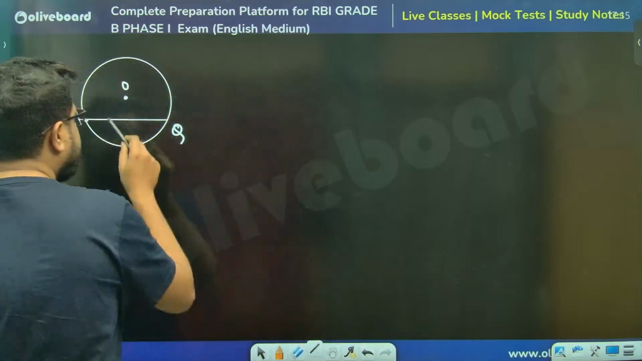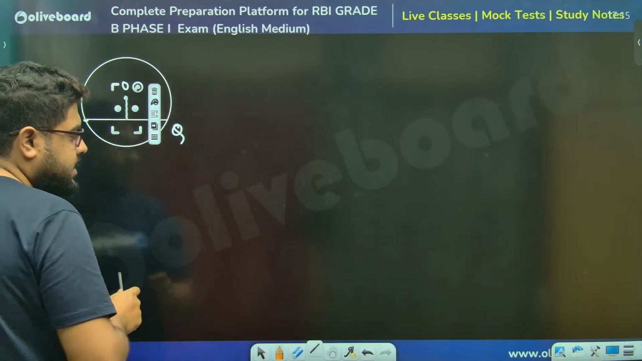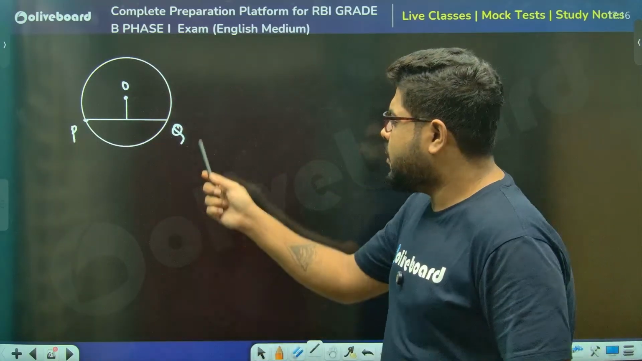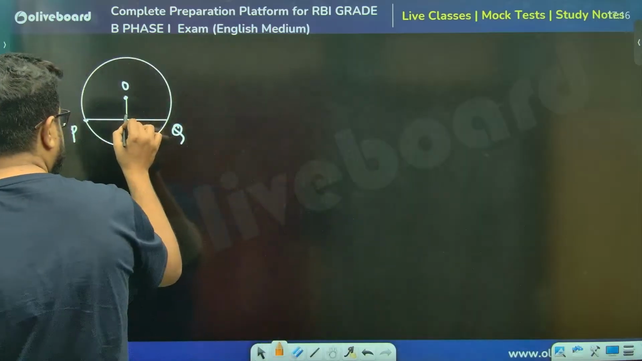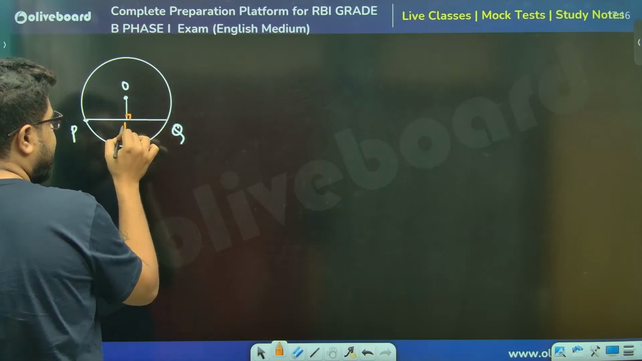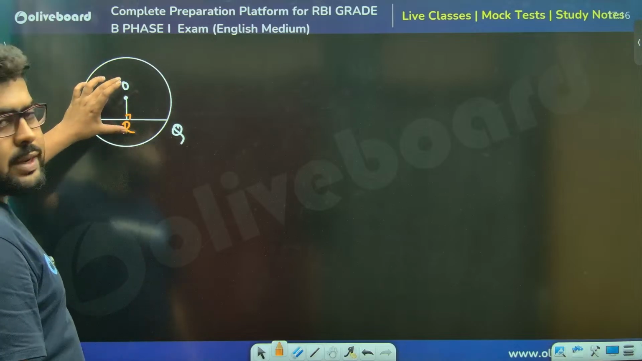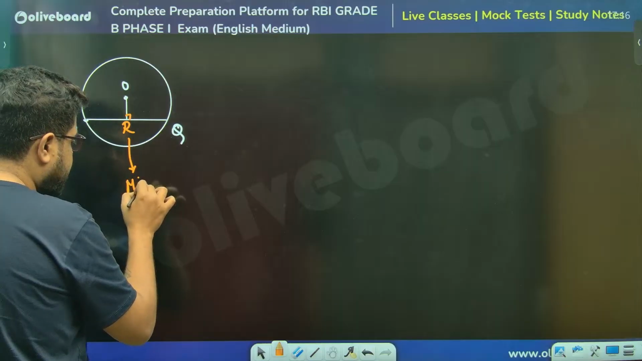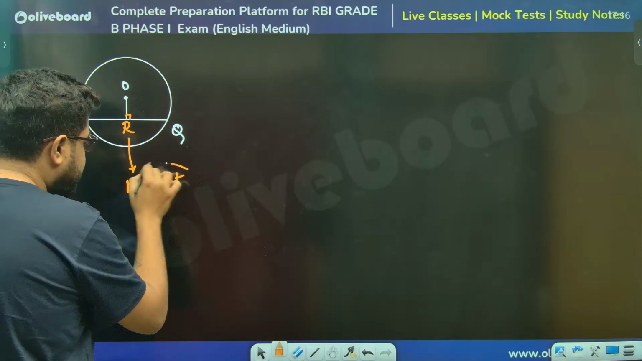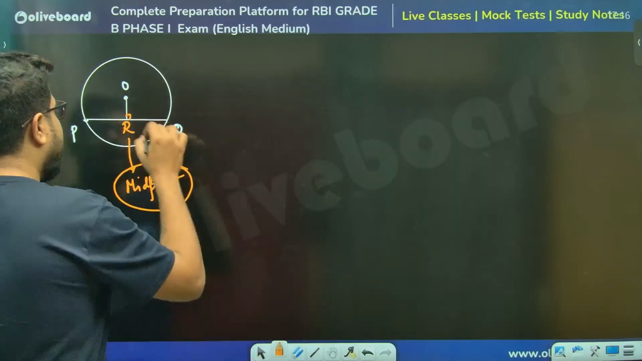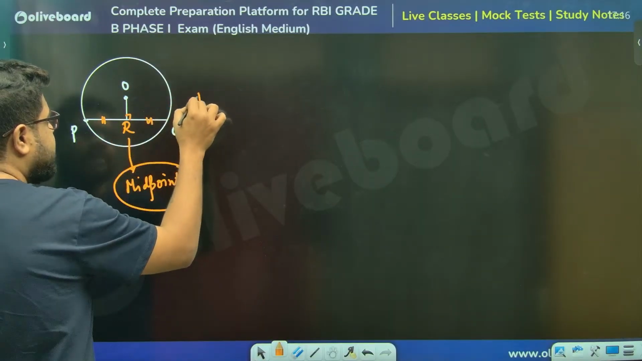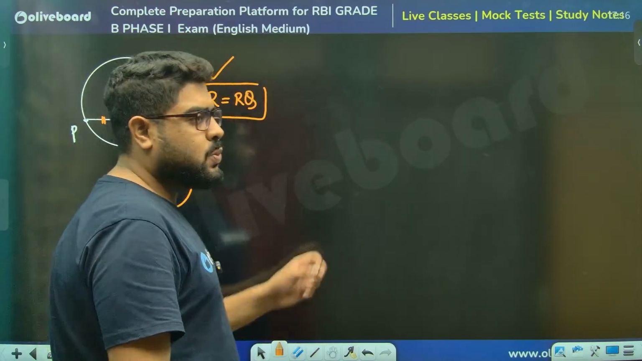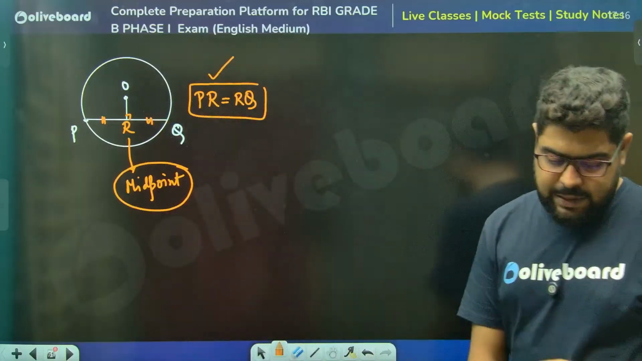First conclusion: if I drop a perpendicular on any chord of a circle from the center, say this is O, the chord is PQ, and this is R. So this OR is perpendicular. If this is perpendicular, then it must be the midpoint as well, meaning this line OR has to bisect this chord. So I can say PR is equal to RQ. This is one of the conclusions that we can draw from here.